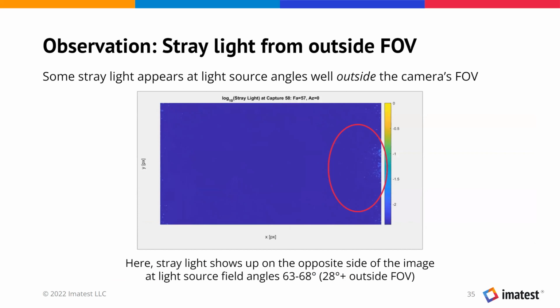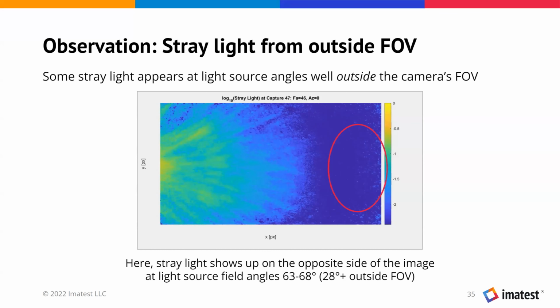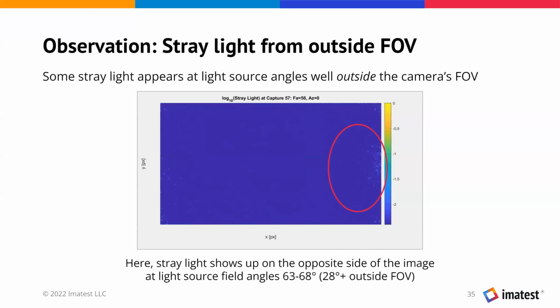Another observation, it's pretty common that stray light can occur with the light source positioned at an angle outside the camera's field of view. So it's important to test for those cases. In this case, we have the light source outside the field of view on the left side of the camera, but there's some stray light appearing on the right side of the image when it's well outside the field of view. So something important to point out.